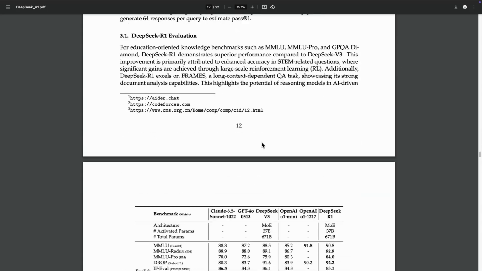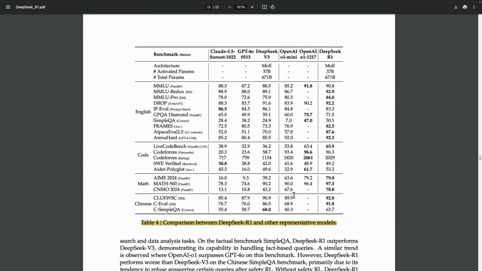And then there's a lot of experiments here. I'm just going to jump here to the main results. These are the main results. So you can see DeepSeek-R1 here. Very good model.